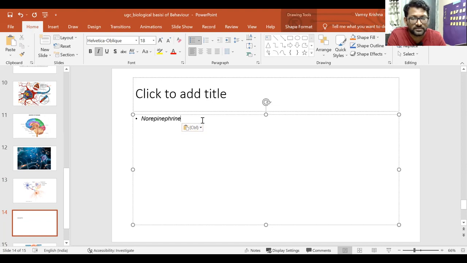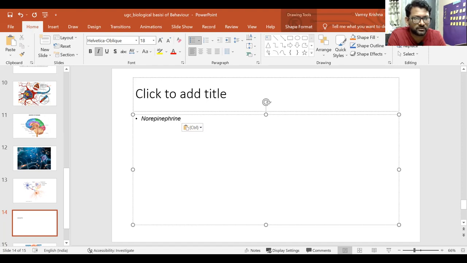So norepinephrine is responsible for enhancing attention and memory for emotionally charged events. Certain marriages or certain deaths, certain events which are emotionally charged would be taken care of, and at that point of time this norepinephrine is released.